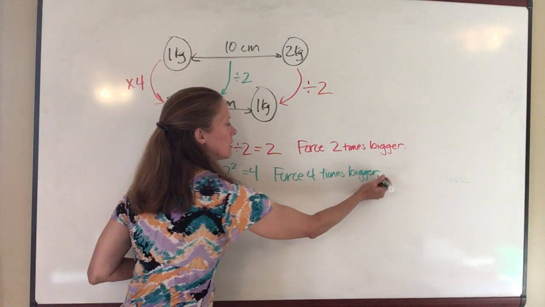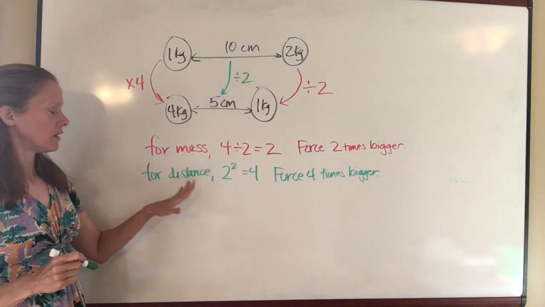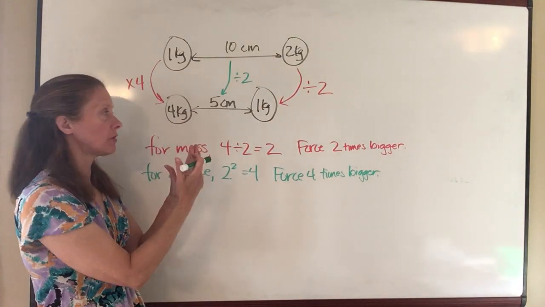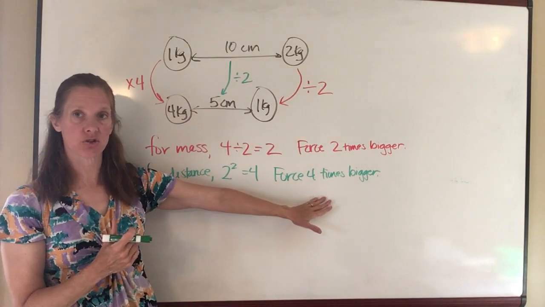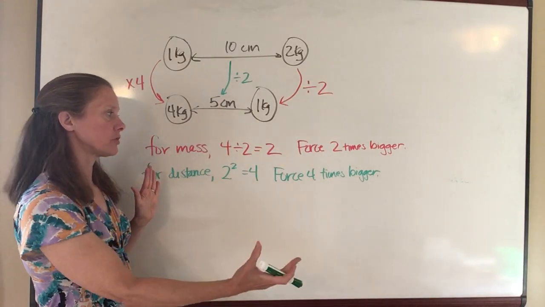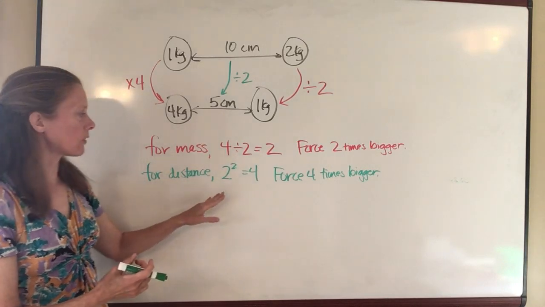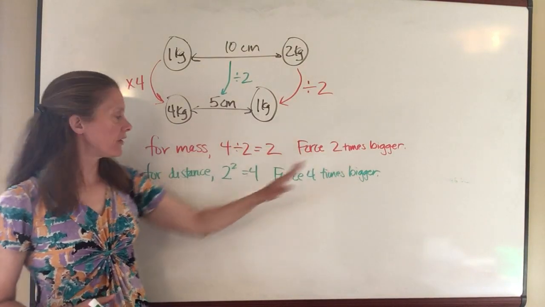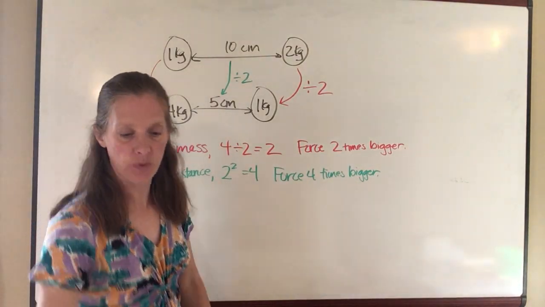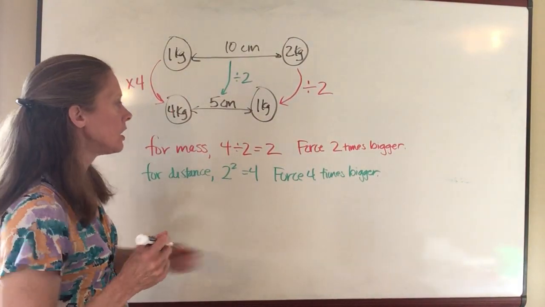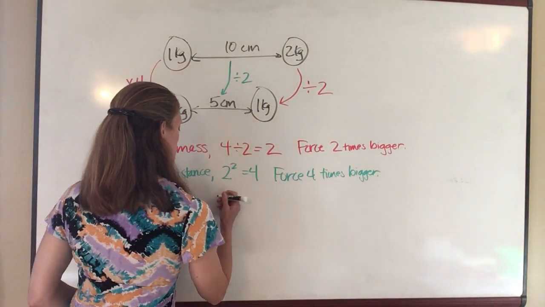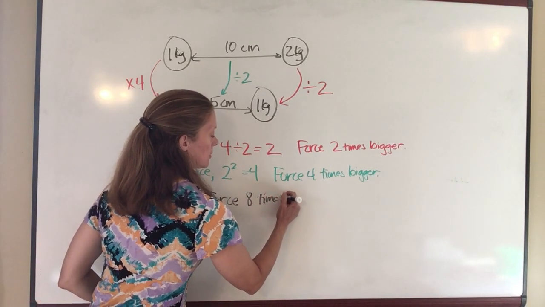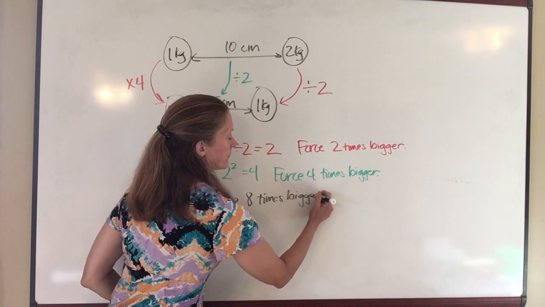So when you're determining the effect of the distance on the force, you have to pay attention to whether you're going further apart or whether you're getting closer. If you're getting closer, then the force is going to get stronger. If you're getting further away, then the force is going to get smaller. All right? So the effect of the mass was that the force was 2 times bigger. The effect of the distance was that the force became 4 times bigger. And so overall, 2 times 4 is going to give me an overall effect on the force of 8 times bigger than it was before.